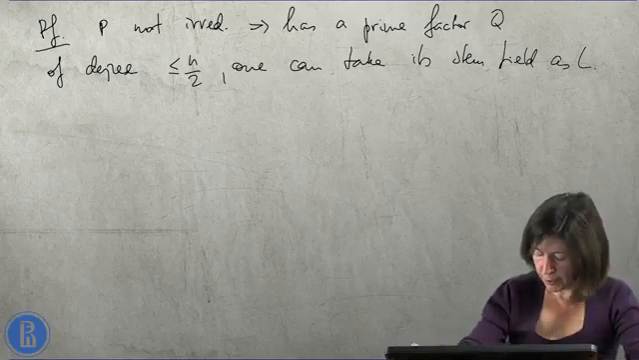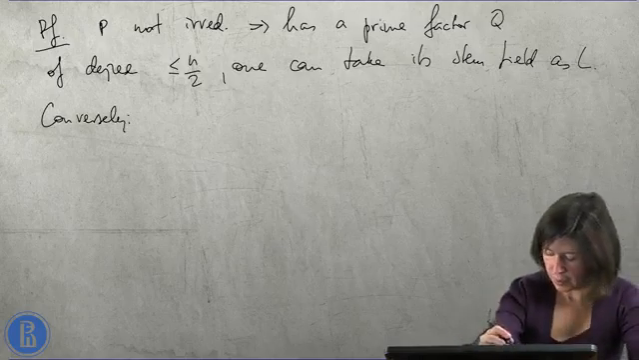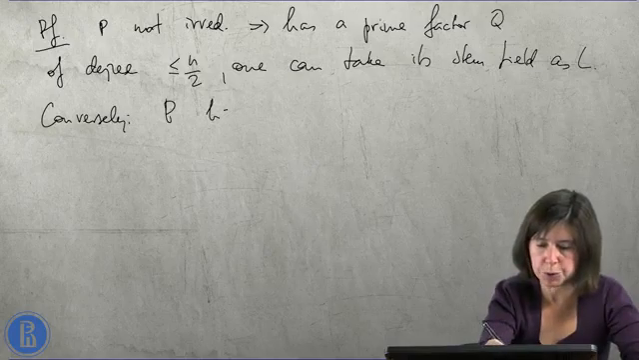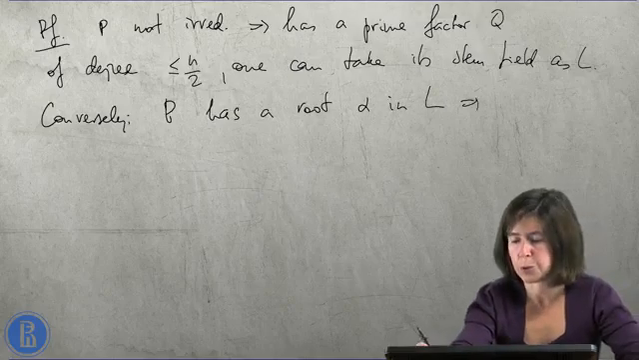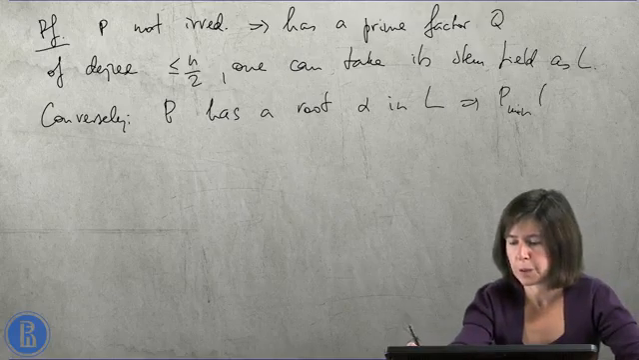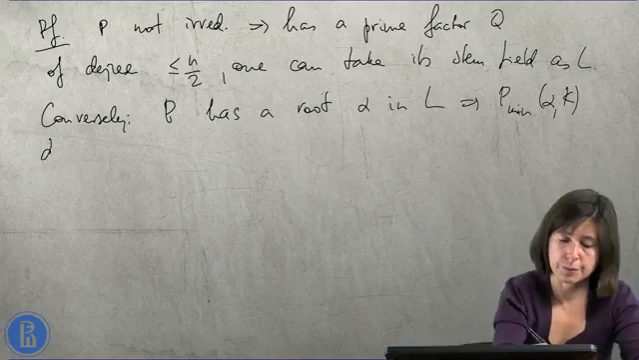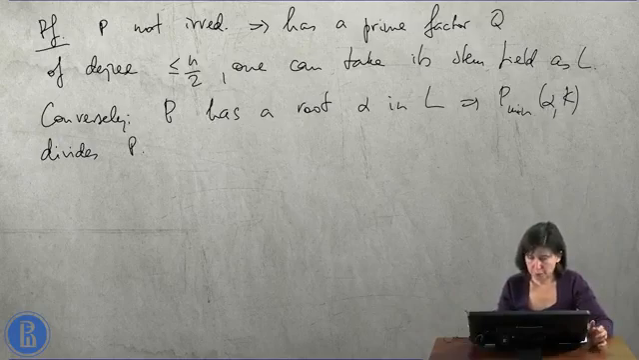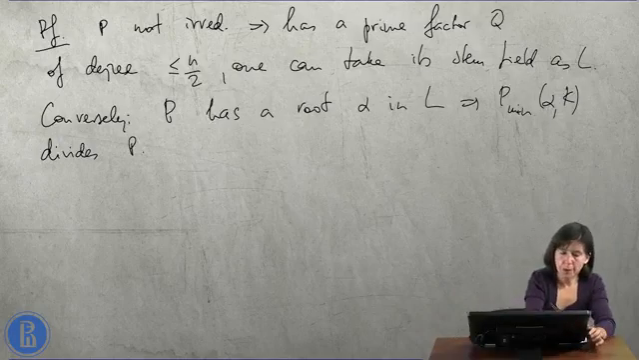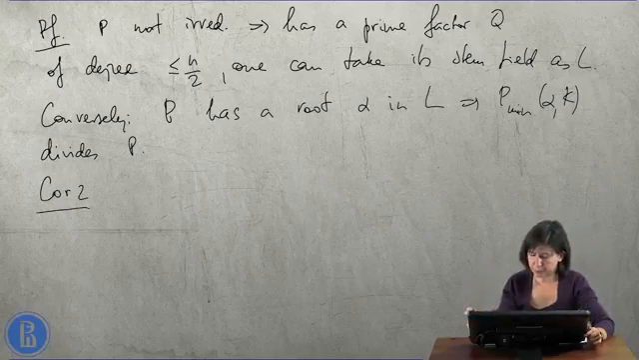Well, in the other direction, conversely, if P has a root alpha in L, then of course the minimal polynomial of alpha over K divides P. So P cannot be irreducible. Okay. One more irreducibility criterion.